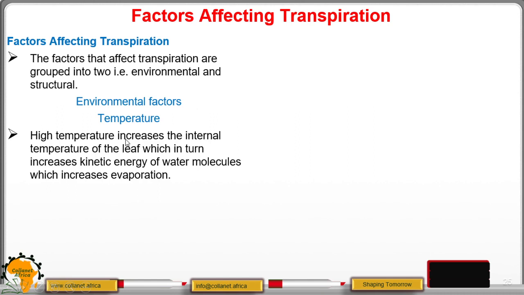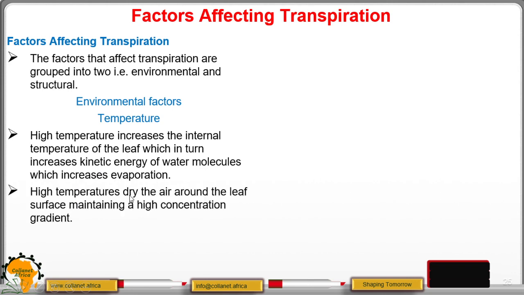Remember, high temperatures increase the internal temperature of the leaf, which in turn increases the kinetic energy of water molecules. And if the kinetic energy of water molecules increases, that means evaporation has increased. So just to remind you, kinetic energy is energy in motion. So these molecules of water are moving in the process. They are moving up as they are being absorbed from the soil through the xylem up to the leaves. So this kinetic energy is energy in motion.